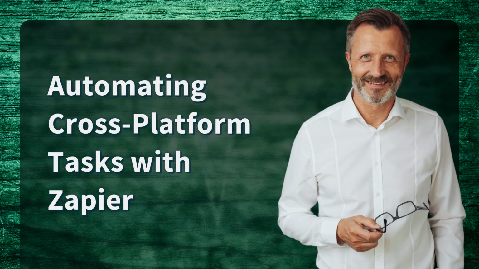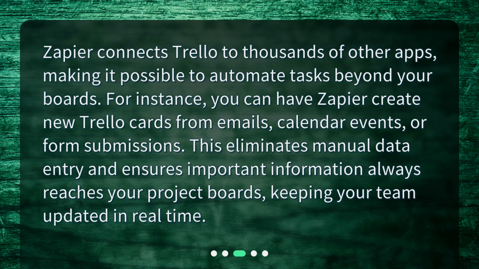Automating cross-platform tasks with Zapier. Zapier connects Trello to thousands of other apps, making it possible to automate tasks beyond your boards. For instance, you can have Zapier create new Trello cards from emails, calendar events, or form submissions. This eliminates manual data entry and ensures important information always reaches your project boards, keeping your team updated in real time.